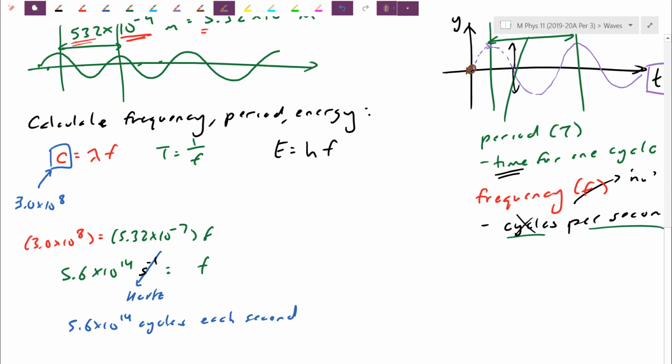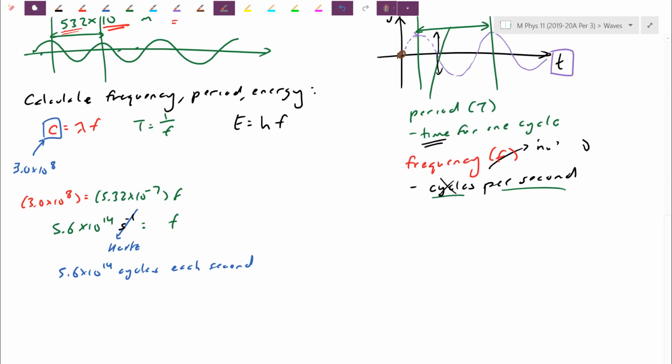Once you have frequency here, we can figure out the period, which sounds a little crazy now. If I'm bobbing up and down 10 to the 14 times every second, it's not going to take that much time for you to actually travel one cycle. So let's try it here. Period is equal to 1 over frequency. Let's take this 5.6 times 10 to the 14 number. If you can keep it unrounded and you calculate, even better.